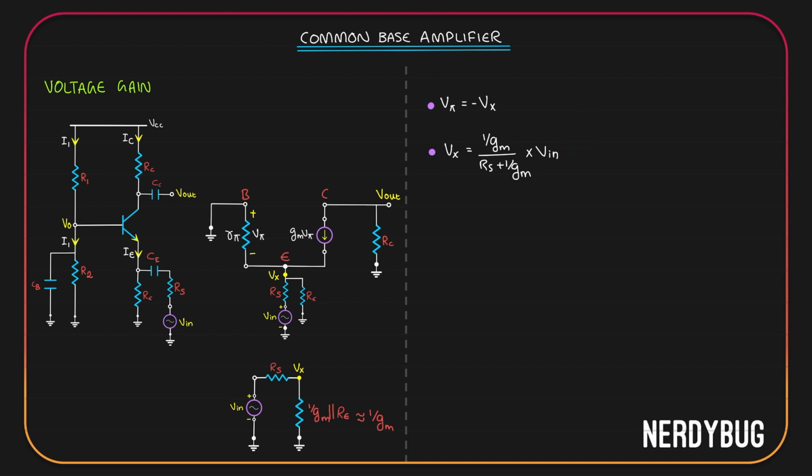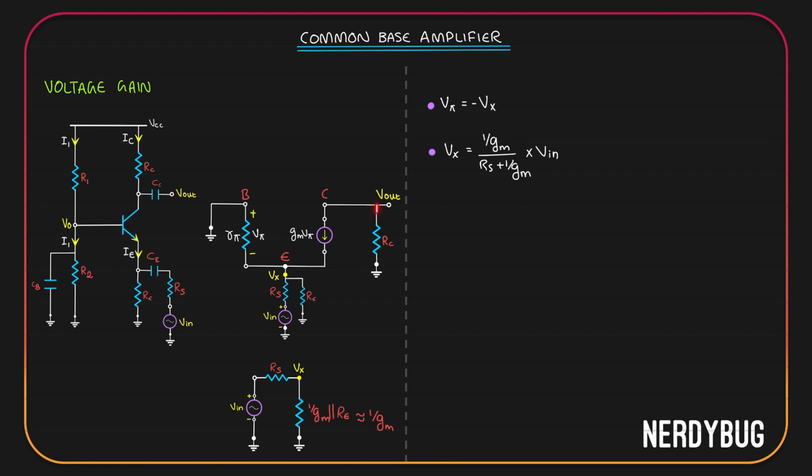Now let us see the output node, that means the collector node. There are two currents. One is Gm V pi in this direction. The other is whatever is the current flowing through Rc. Now Rc has a potential V out across it. So the current flowing through Rc will be V out by Rc. According to Kirchhoff's current law, the sum of these two currents should be equal to 0. Gm V pi plus V out by Rc should be equal to 0, or we can write Gm V pi is equal to minus V out by Rc.